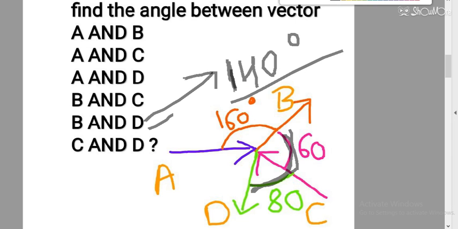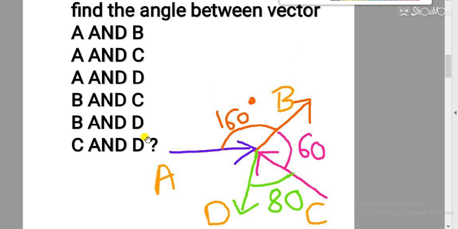And the angle between C and D, in the last one. Okay, so we have to calculate the angle between C and D. I will move this C in this way. This angle we have calculated earlier. This angle was 60. So 80 plus 60 is 140. That means this angle will be 40.